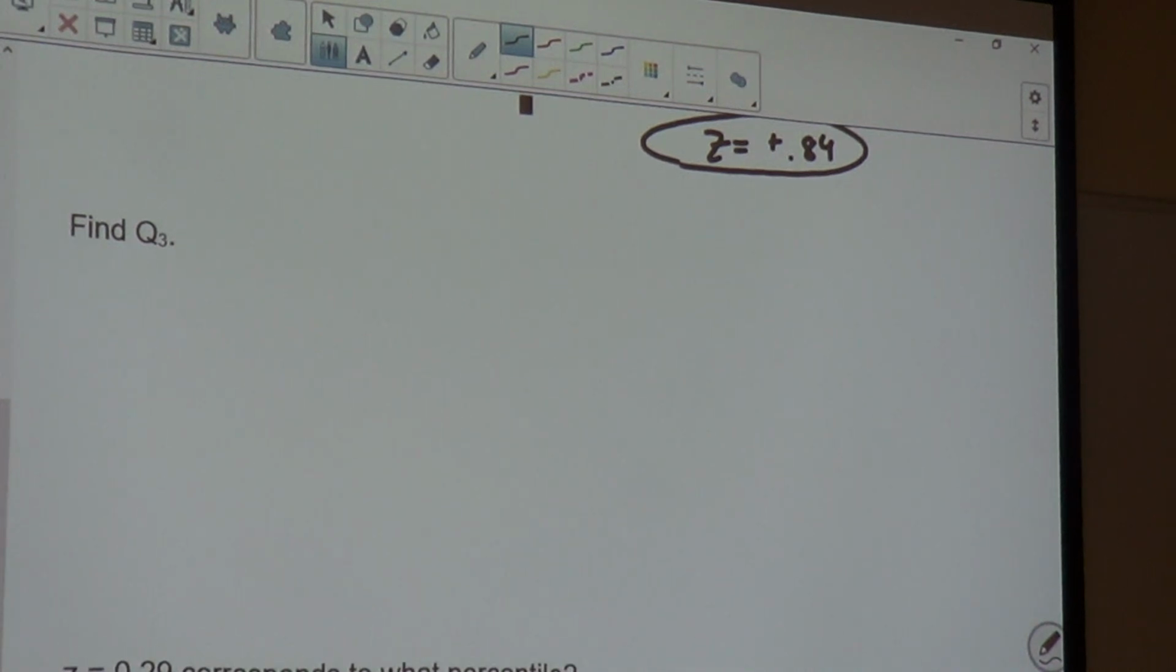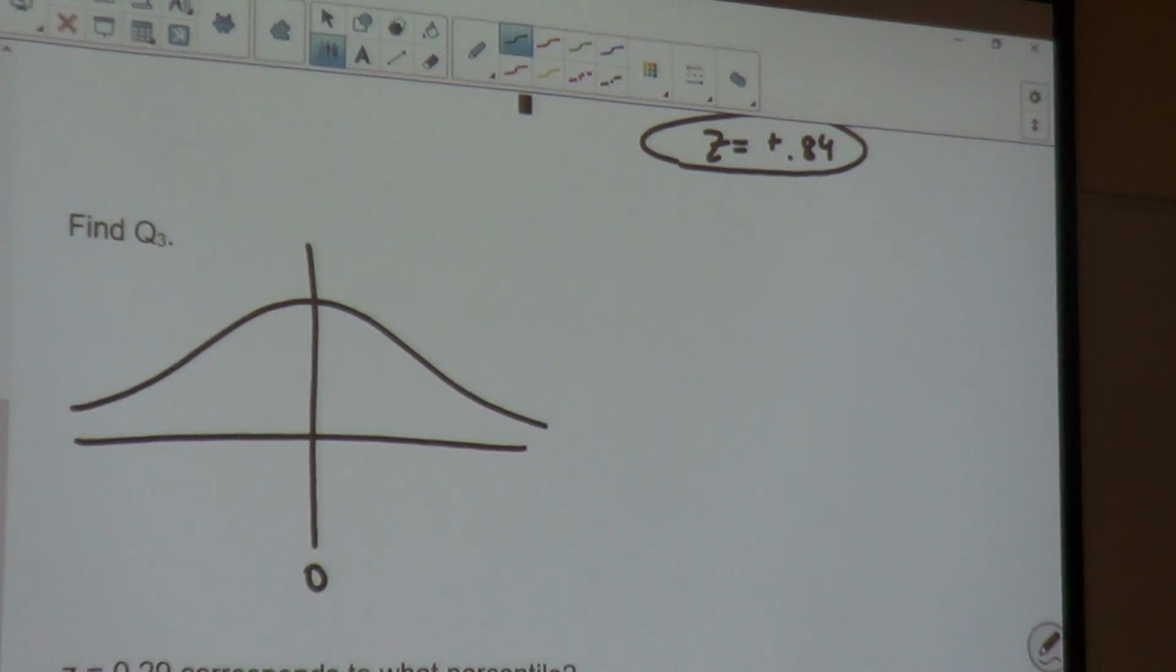They didn't give you a picture. We know it's a normal distribution, which means we have this and this. On this test, we always have a standard normal distribution with a mean of 0 and a standard deviation of 1. Okay, tell me about Q3.